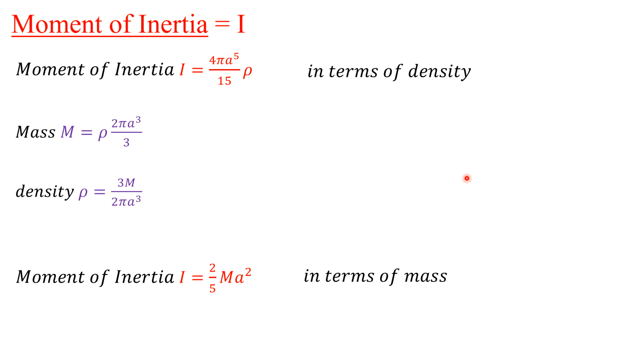So this is how we can solve examples of moment of inertia of a solid, and we can get the answer both in terms of density as well as in terms of mass.